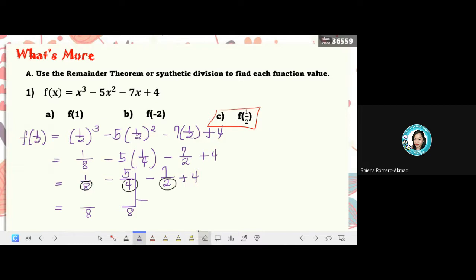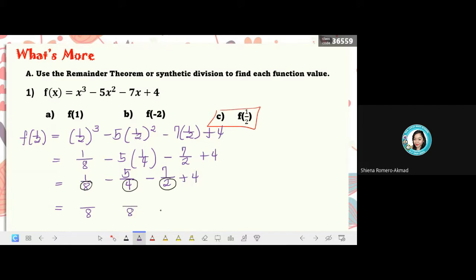Eraser naman. Eraser. Ayan. Ayaw niya ng kumilos. Oh, violet naman. Ayaw ng kumilos sa laptop pa. Pakaangas talaga.